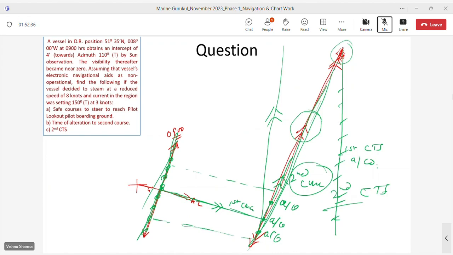Right. So basically what will happen? I'll tell you what will happen. If what you are saying is if I take this as the second CMG, that is your question? Yes sir, correct sir. Then now I'll give you the answer. The distance to be made good along this course will be different. Distance from here will be different. Distance from here will be different. What DMG will you take?